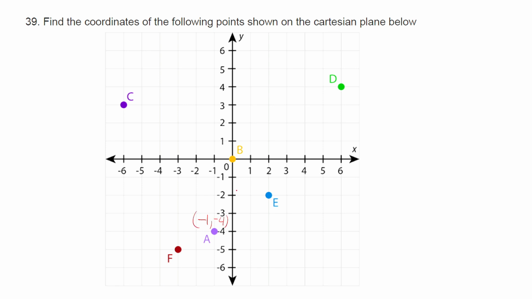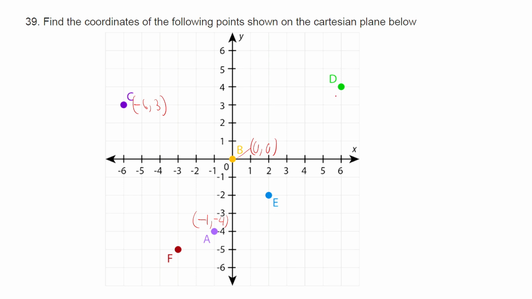How about B? Where's B? Of course, this one, the center. This is your 0 comma 0, or the point of origin. Okay? Let's go with C. What's the value of x at this point? That's -6. How about the value of y at this point? That is +3. That's why the point coordinate is -6 comma 3.